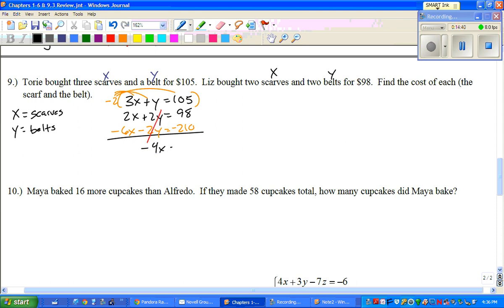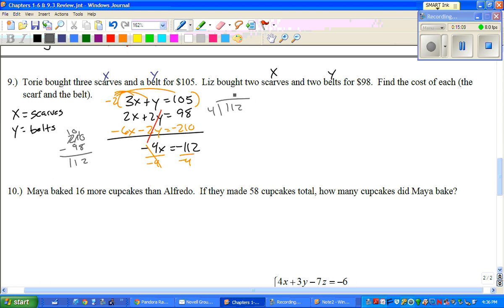And then we're left with negative 4x equals, if you don't know this, you're doing 210 minus 98. You get 2, you have to borrow, and you drop the 1. And that's a negative 112. But you're not done yet, because now I need to figure out what x is, so I have to divide both sides by negative 4. Those cancel.